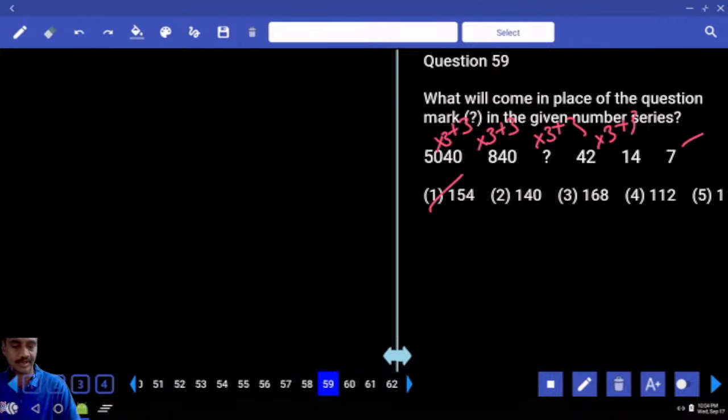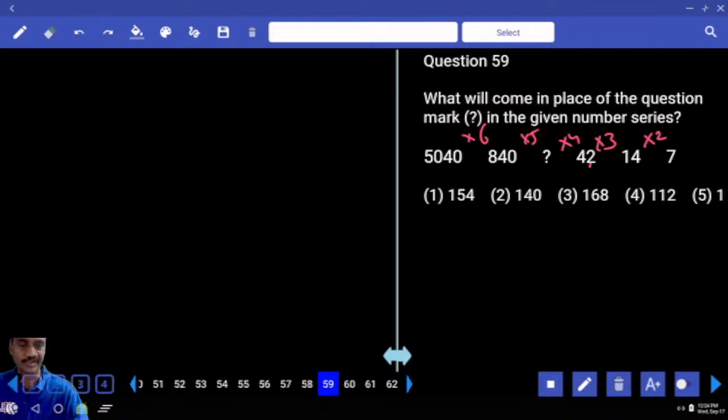59. Now in this one the numbers are in decreasing order. You need to start in reverse. 7 into 2, into 3, into 4, into 5, into 6. Now 42 into 4, 168. 168, choice 3.